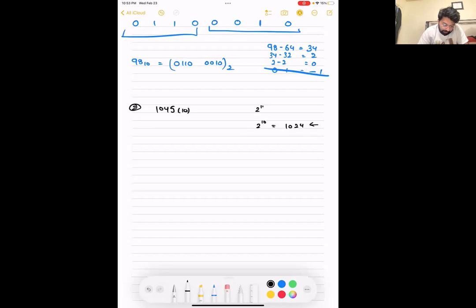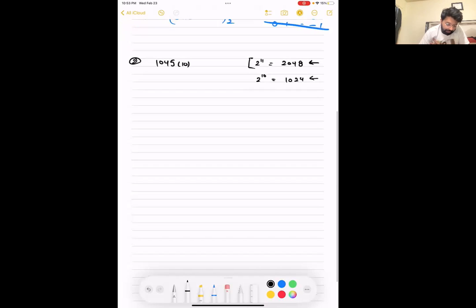Okay, so let's say 2 to the 11. What's that? That's 2048. So this means with 12 bits of binary number, we can express up to this much of a decimal number. So this means we have to use this many binary bits to express 1045. So instead of writing 2 to the 11, I'm just going to write it as 11, 10, 9, 8, 7, 6, 5, 4, 3, 2, 1, 0. Sounds fair?